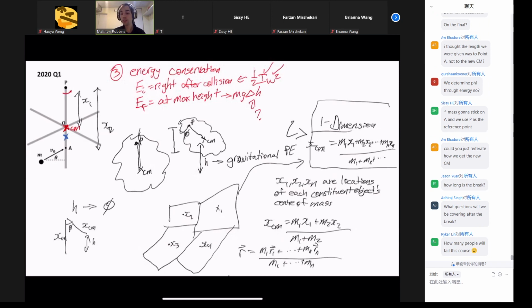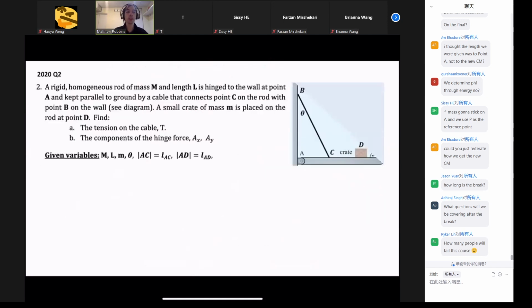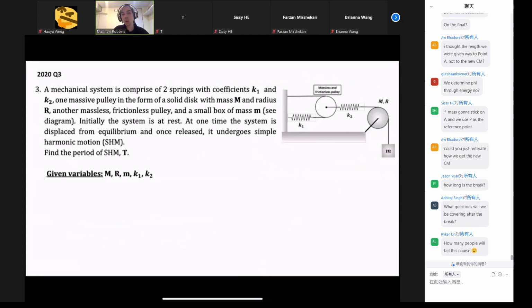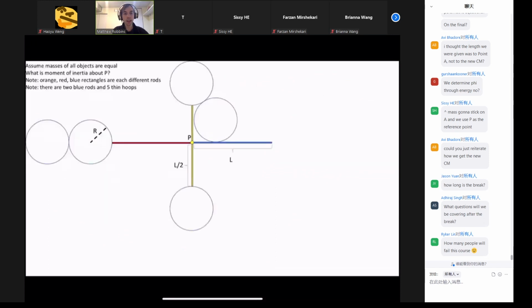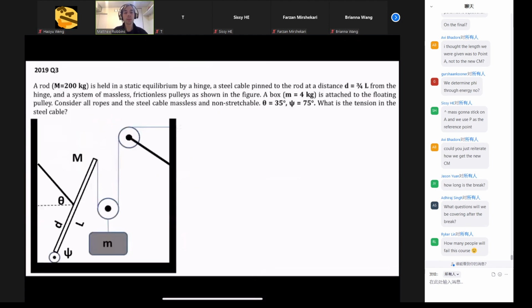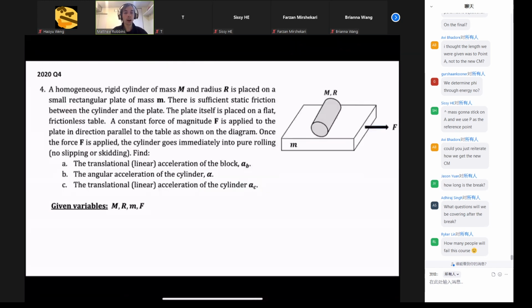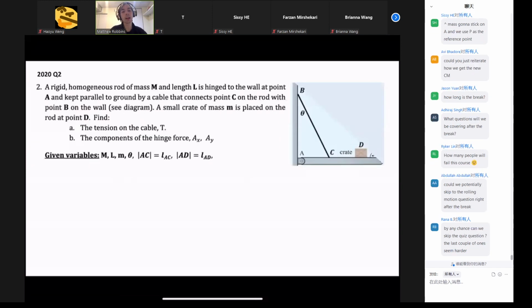So then in terms of how long the break is, I will show you what questions we're considering afterwards, and then we'll talk about the break. This one, we're just considering the same question that was on the quiz. It just happened to be question 2 of the 2020 exam. Then we're going to be considering this question, a rolling motion question. And then I have extra questions that we can do if we have time. And then the 3 questions that I really want to get to are 2020 questions 2, 3, and 4.